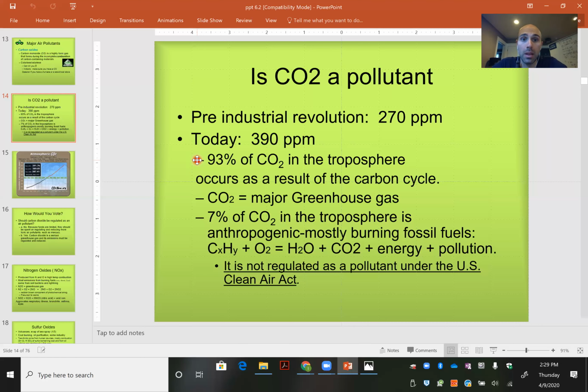CO2 is a major greenhouse gas. It does indeed trap and re-radiate energy back to Earth's surface. 7% of the CO2 in the troposphere is anthropogenically made, meaning mostly from the burning of fossil fuels. You're looking at that equation right there. That is the combustion equation where we take a hydrocarbon, combust it with oxygen, and it produces water and CO2. It is not a regulated pollutant. Okay, sorry, guys.